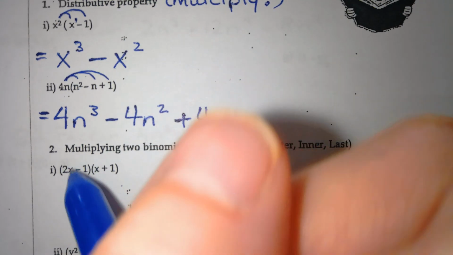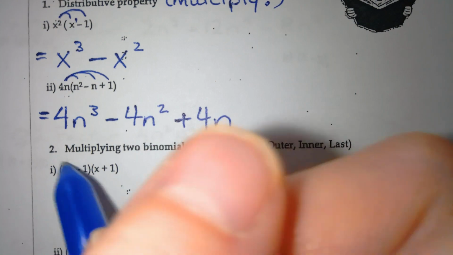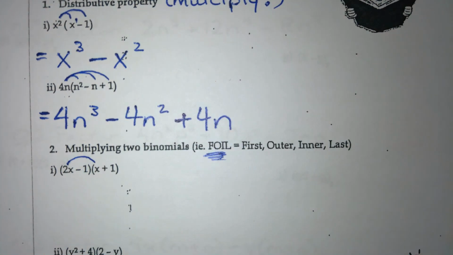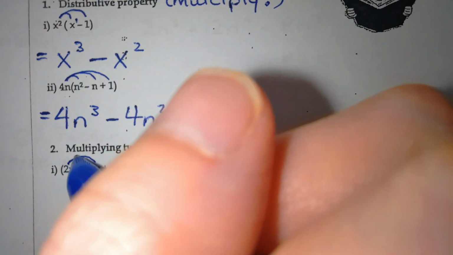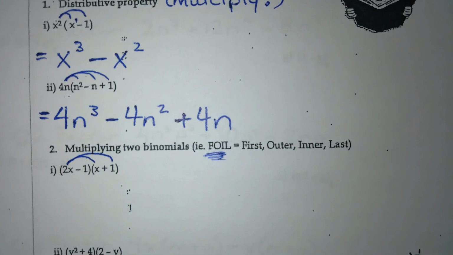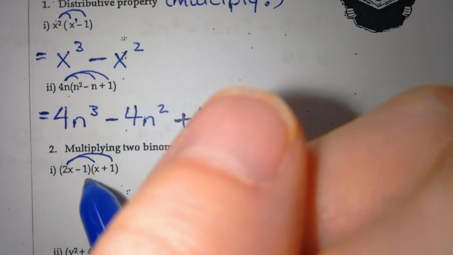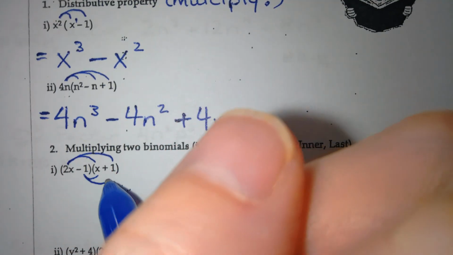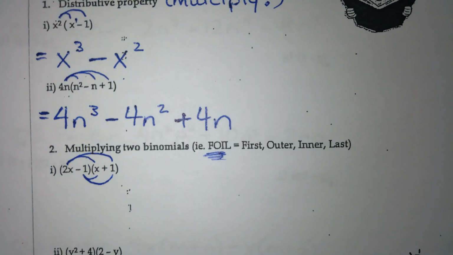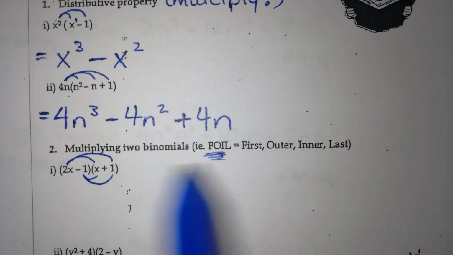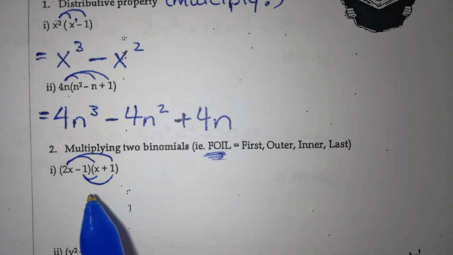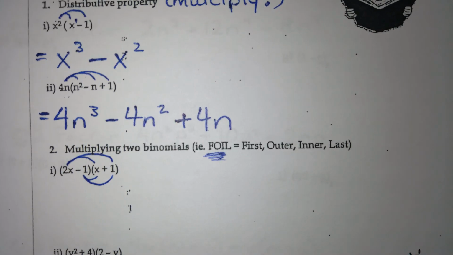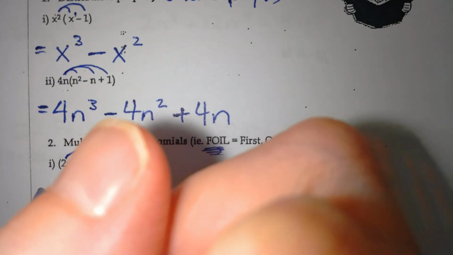First, I have this and this. First of the two brackets, I'm going to multiply those two terms together. Outside, I'm going to multiply the outside two terms. Then inside, I'm going to multiply the inside two terms, and then the last of the two terms. You can call it FOIL, you can call it crescent moon. Both will work as long as you remember the order of how to multiply them.